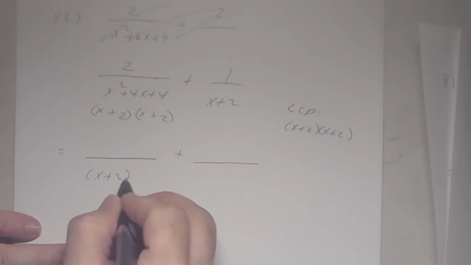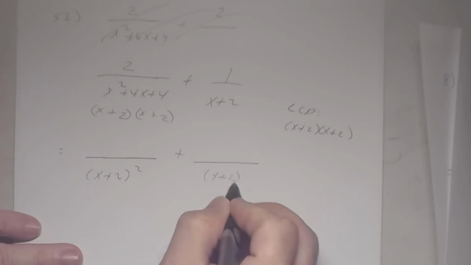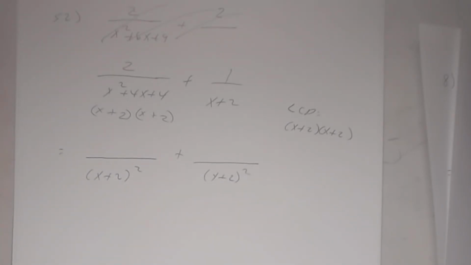So (x + 2) squared, or you can just say (x + 2) times (x + 2). Okay, now let's talk about equivalent fractions. This is what I have, this is what I want. Am I missing anything? You already got it. So what do I put here?